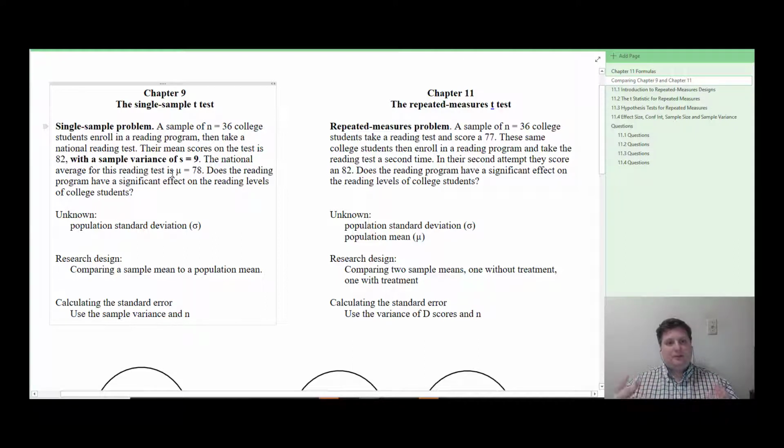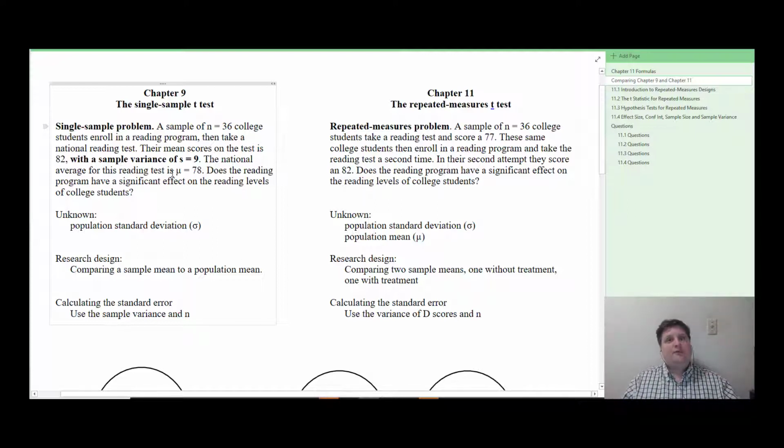So in chapter 9, a problem might be like this, a single sample problem. A sample of 36 college students enroll in a reading program. They then take a national reading test. Their mean score on the test is 82 with a sample variance of 9. The national average for this reading test is 78. Does the reading program have a significant effect on the reading levels of college students? Again, what we have here is a sample of students, and they enroll in the reading program. We test them. We compare their test scores with the national average.